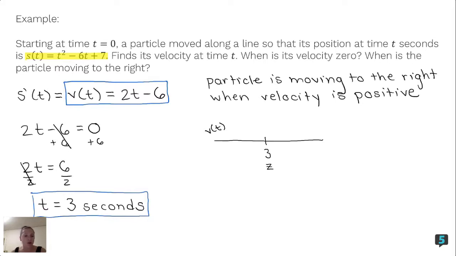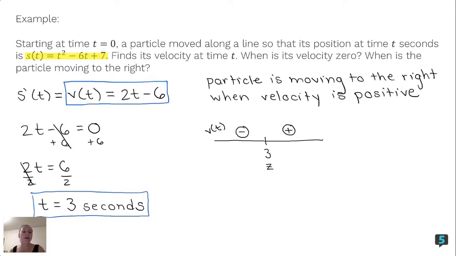Okay, so why don't we say plug in 2? If I were to plug in 2, my velocity function, so v of 2, would end up being a negative. Let's plug in a number greater than 3, say 4. We're plugging 4 into the velocity function, and we're going to find out that 2 times 4 minus 6 is going to give me a positive answer.